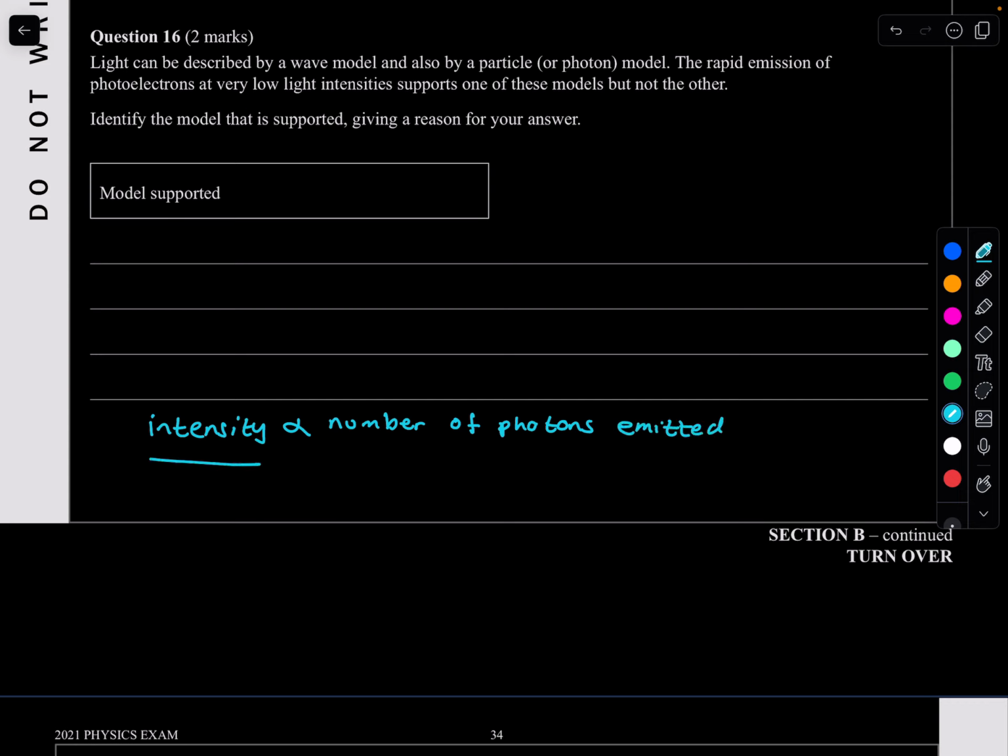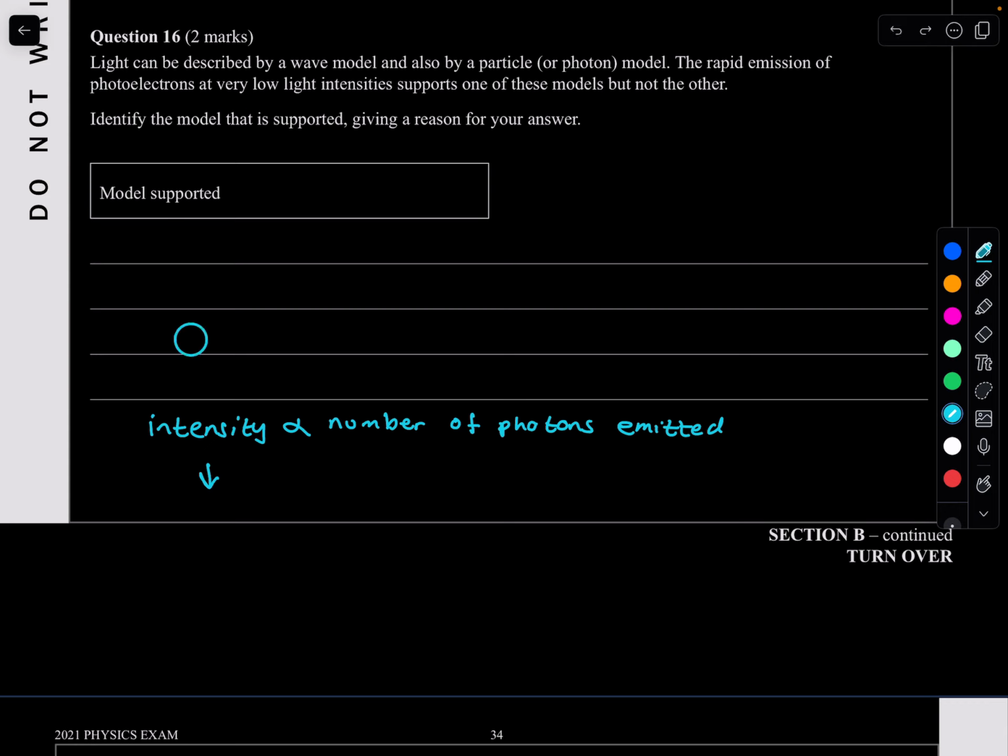So intensity is not energy. Having a high intensity doesn't mean the photons have high energy. It just means the number of photons is greater. We also know by the particle model that one photon is only absorbed by one electron. So let's think about it. If we have a photon here, let's say we have a low intensity. It means that we have only a small number of photons being emitted. And these photons have energy.